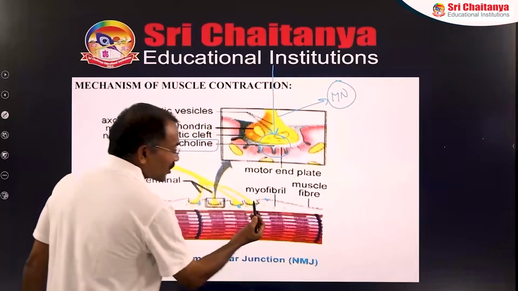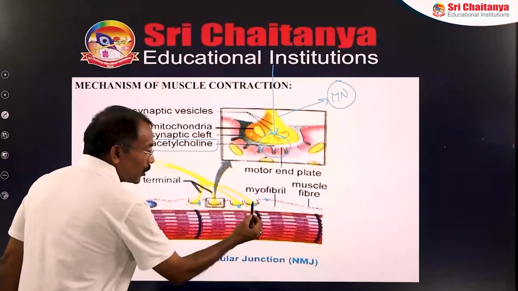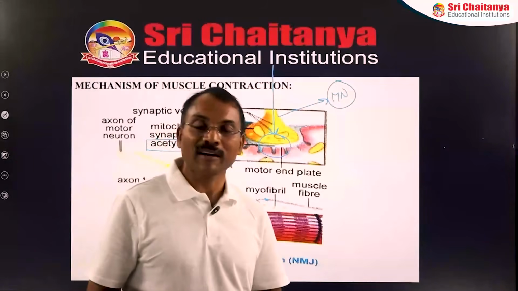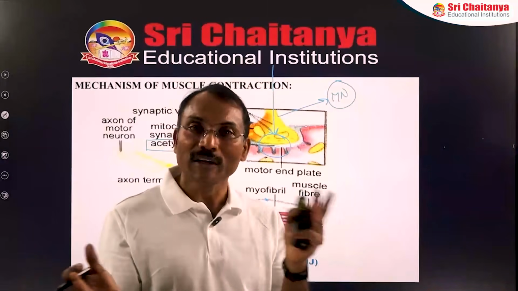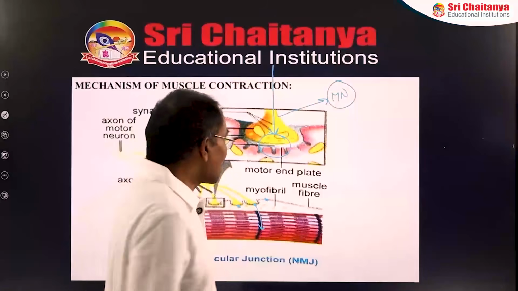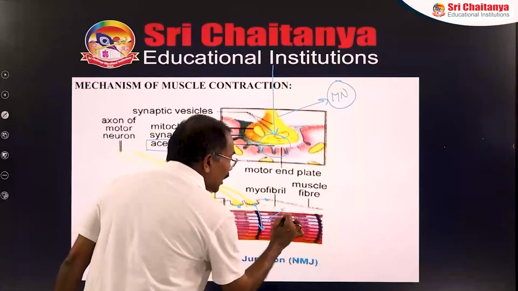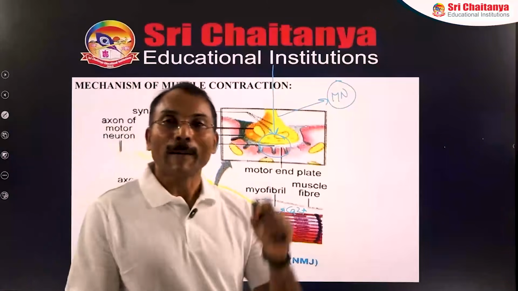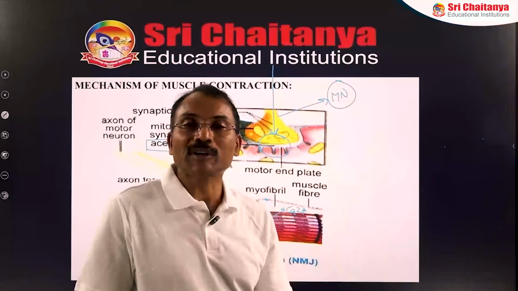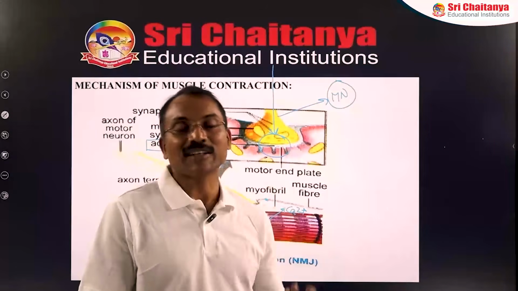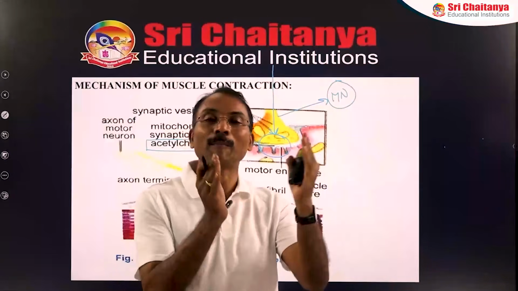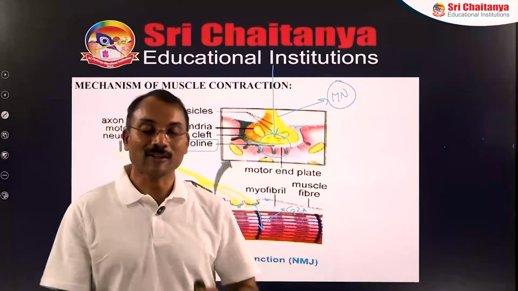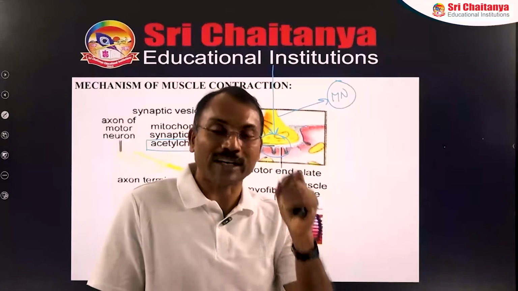Once action potentials are generated in the sarcolemma, due to those action potentials, the terminal cisternae release calcium ions into the sarcoplasm. Once the calcium ions are released freely into the sarcoplasm, they bind with the TNC subunit of troponin. As a result, the troponin calcium complex is formed. The troponin calcium complex facilitates unmasking of active sites.